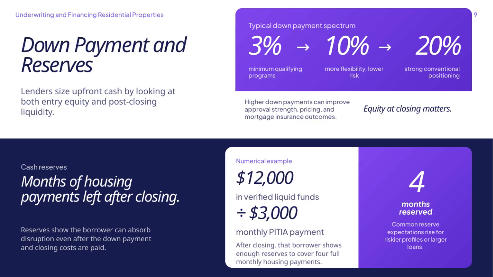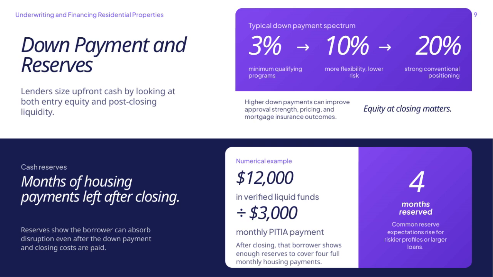Looking at the typical down payment spectrum, minimum qualifying programs may require as little as 3%, giving borrowers more flexibility, but representing a higher risk for lenders. A 10% down payment shows more commitment and lowers risk, while a 20% down payment is often seen as strong conventional positioning, improving the borrower's standing even further.